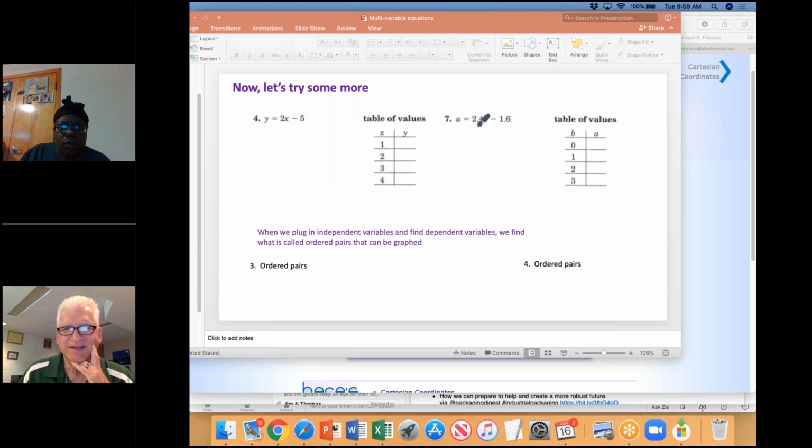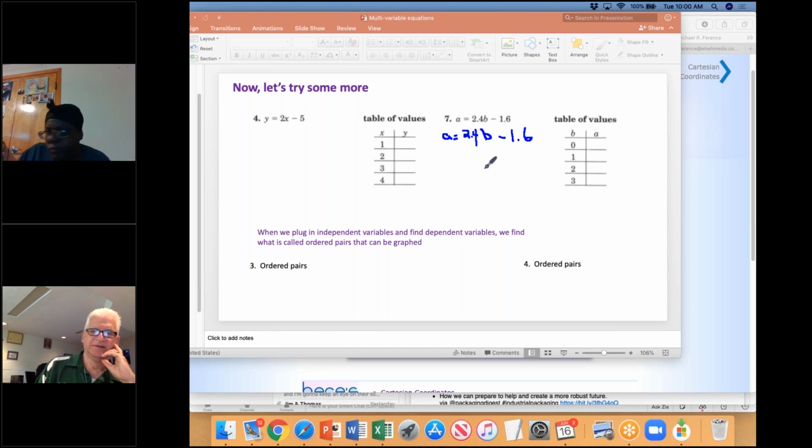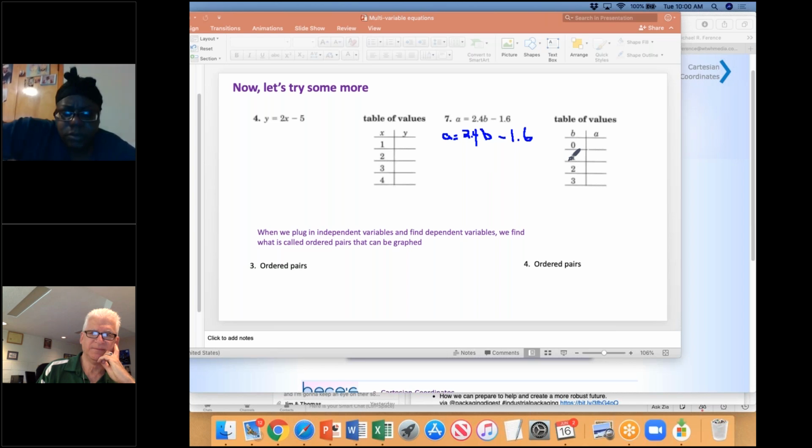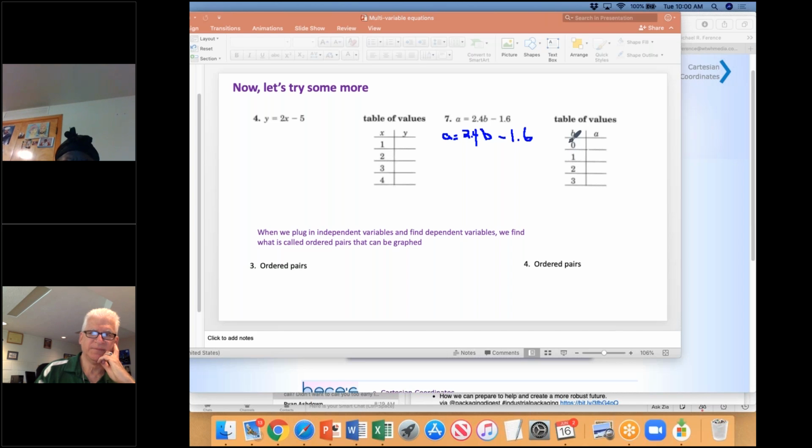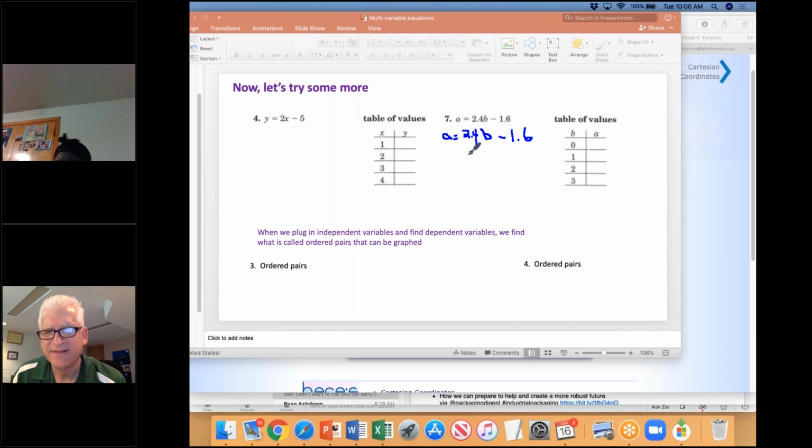So A equals 2.4 B minus 1.6. And it would be the same. Do you want me to go through the table on that? Do you want me to plug in all 4 of these values for this equation? I could do that.